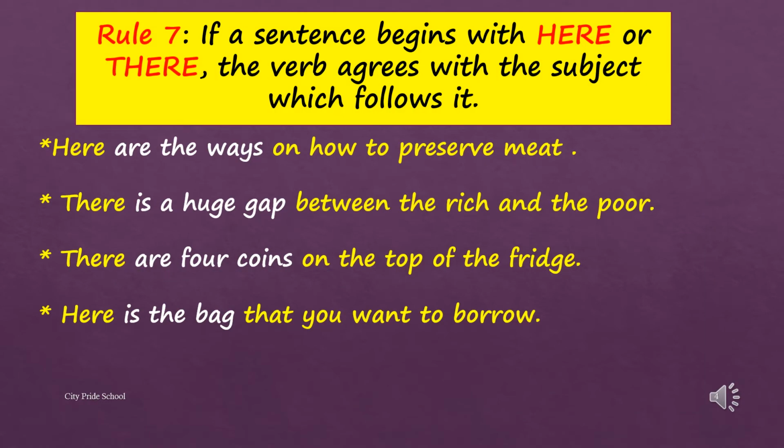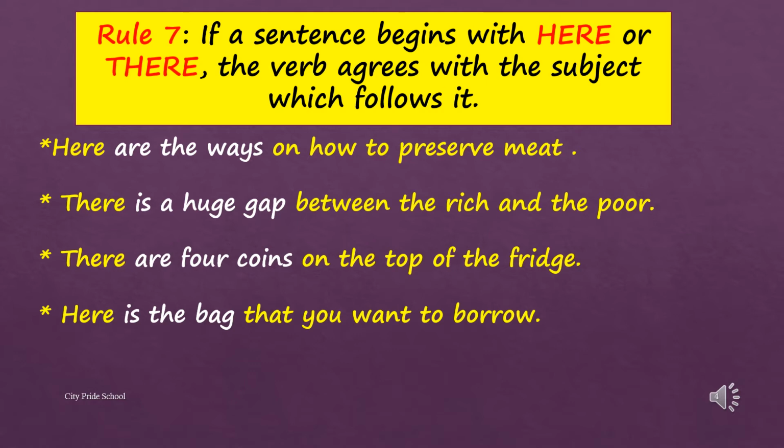Now, if a sentence begins with here or there, in those cases, the subject will come immediately after the verb. Like here is my phone. So here my phone will be used immediately after the verb. So here the verb will be agreeing with the subject which is following it. Like here is my bottle, here is my bag, here are my chalks, here are my markers.